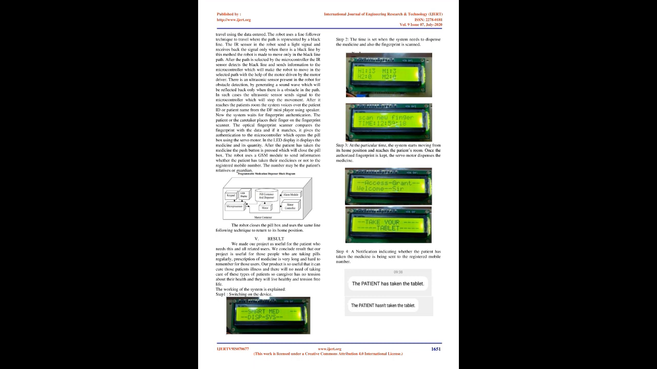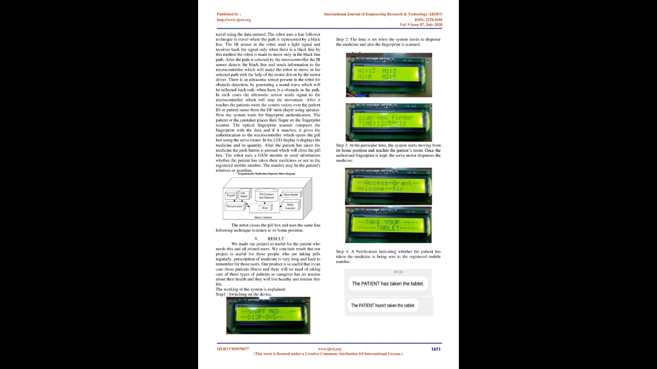Fig 1. Block diagram. It consists of Arduino, keypad, real-time clock, power supply, motor driver, DC gear motor, liquid crystal display, buzzer. Block diagram is shown in the figure.